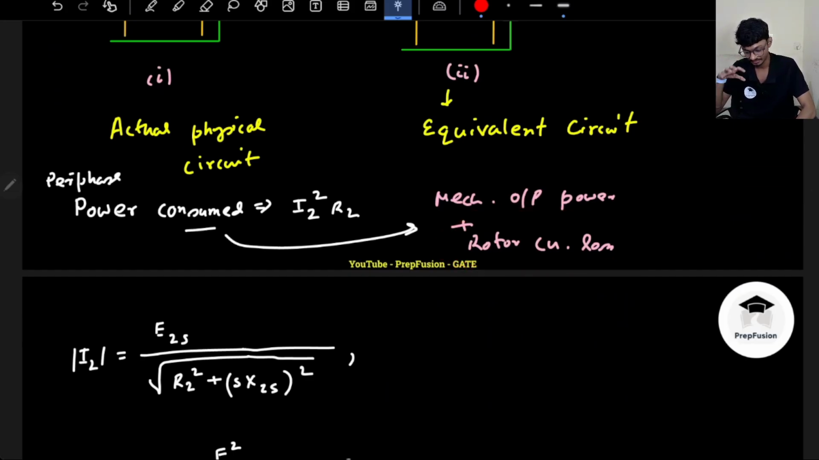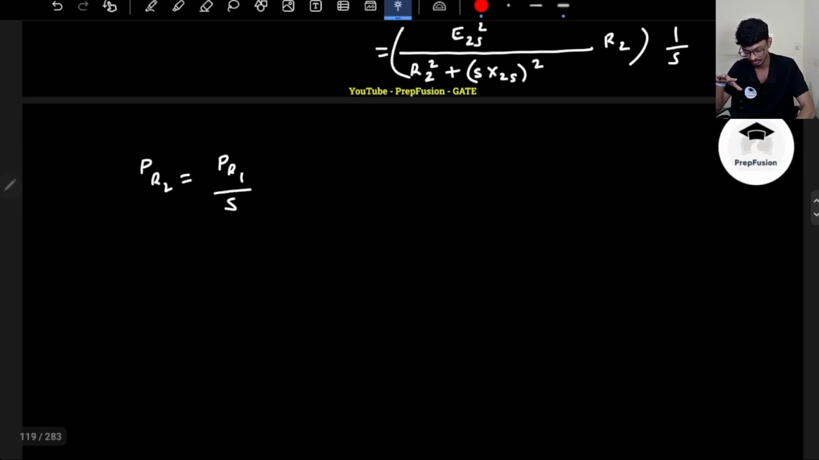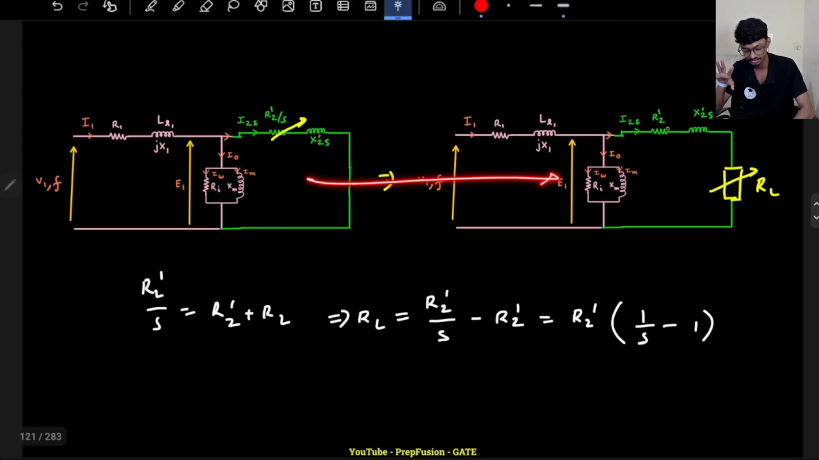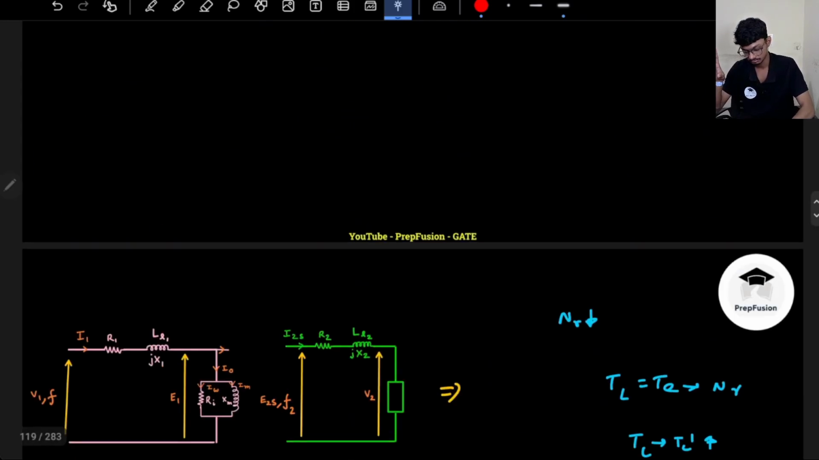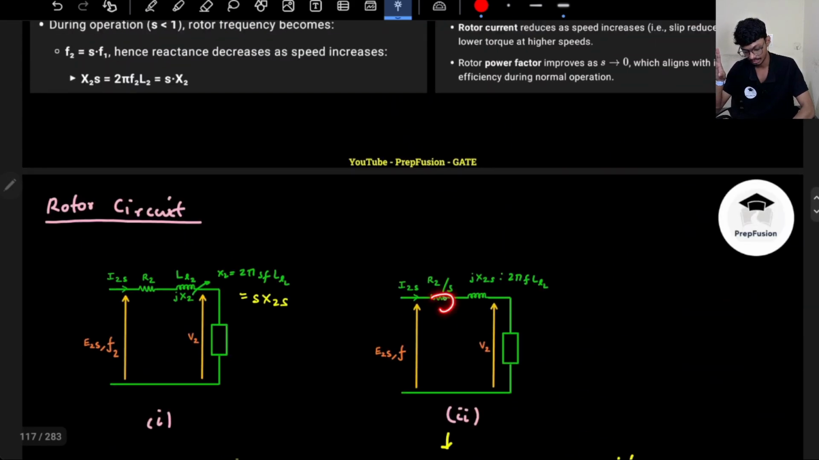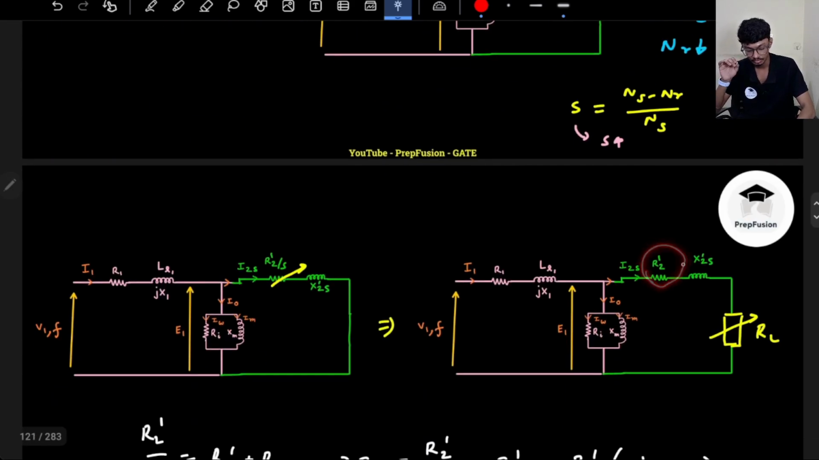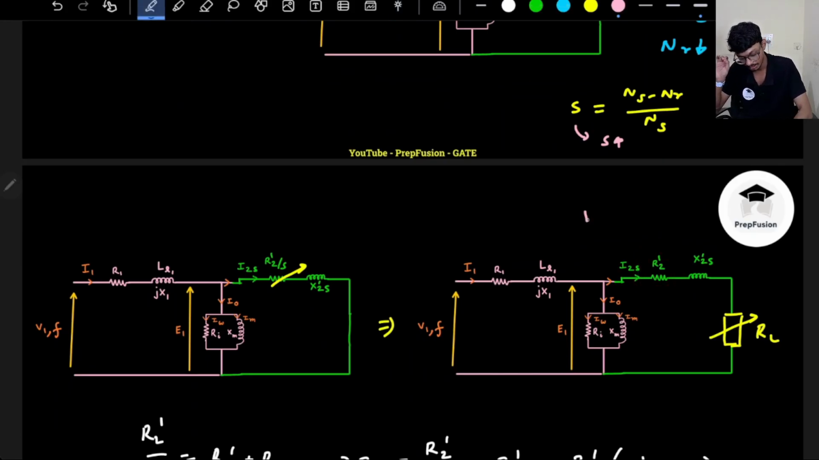So I should have actually done this first, then I should have drawn it. That's my mistake. That's why we changed this circuit to this R2 dash by S, instead of this, we went to this format. So actually, this is the load here, I mean referred. But we want to separate out the things. We want to separate out the rotor copper loss. Rotor copper loss will be I2S whole square into R2 dash.